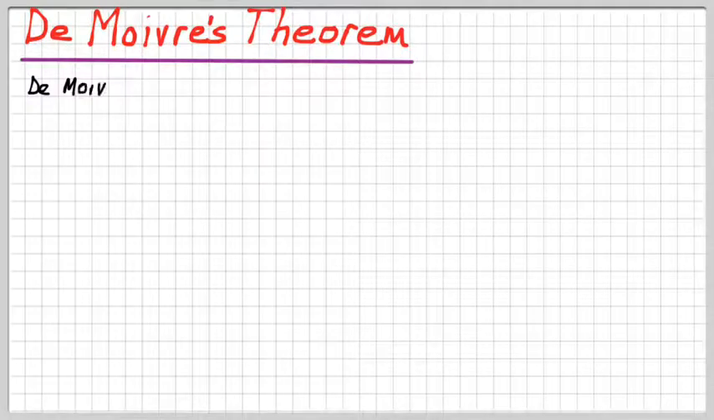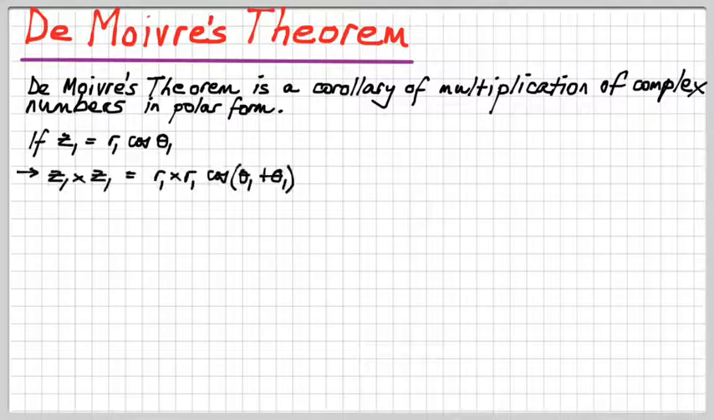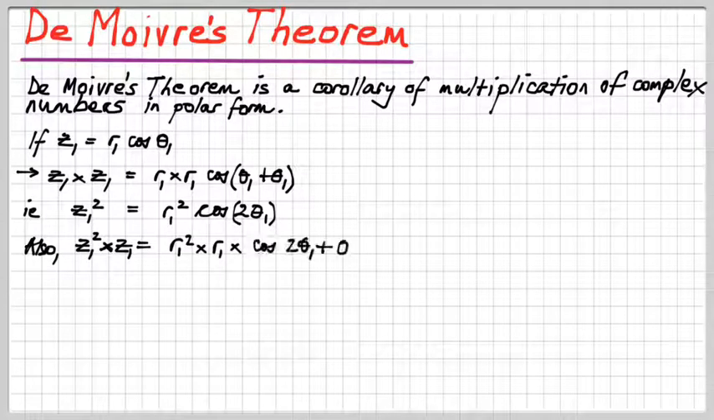So de Moivre's theorem is simply a corollary of multiplication of complex numbers in polar form, and it works like this. If you had z1 was r1 cis theta 1, now we know that therefore z1 times z1 would be r1 times r1 times cis of theta 1 plus theta 1, wouldn't it? It would, indeed it would, and that really means that z1 squared is r1 squared cis 2 theta 1.